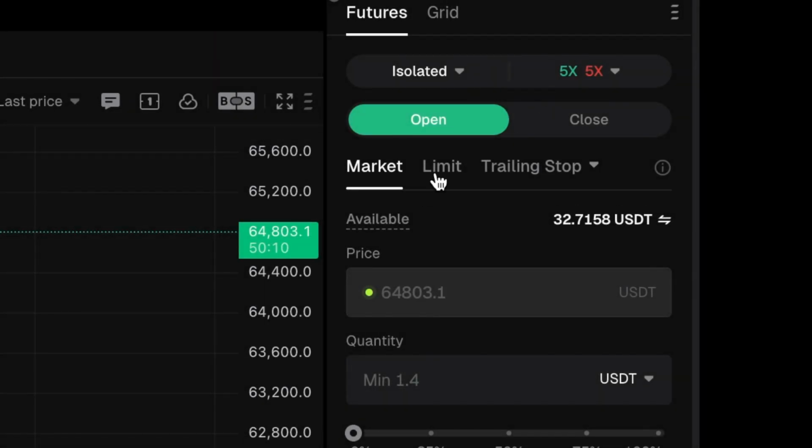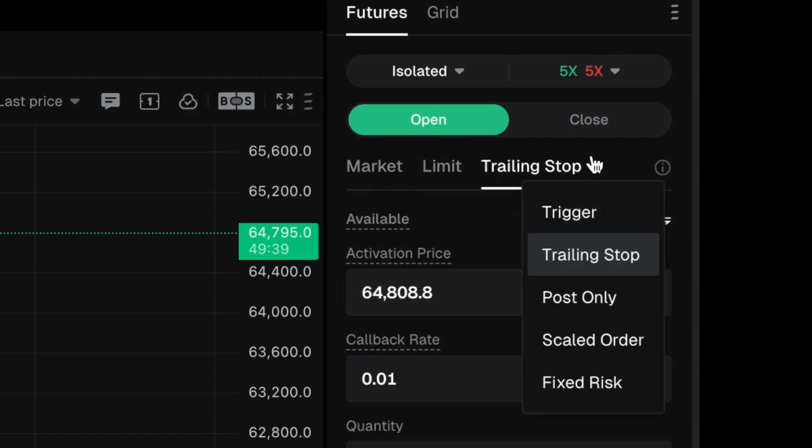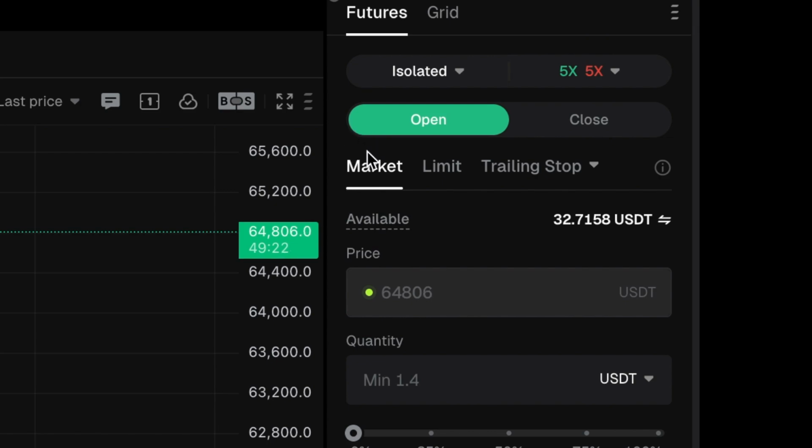Below that, we need to choose our order type. You can do either market orders, limit orders, or there's a load of other types in here. For the purpose of this video, we're just going to do a market order. All that means is the order executes immediately at the current market price, which you can see right here.